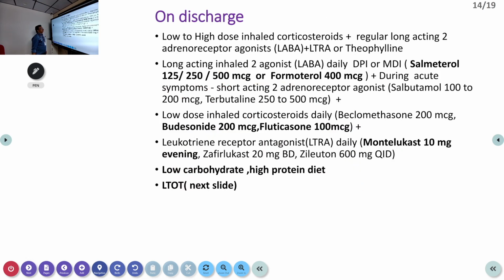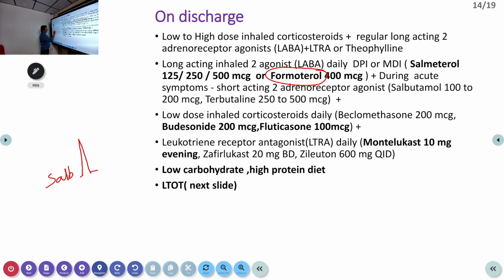Now on discharge, what all things will we take care of? We always go for a long acting beta 2 agonist, like we can see here, salmeterol or formoterol. Formoterol is a very important drug. If you take salbutamol, the original drug, it's a short acting drug.